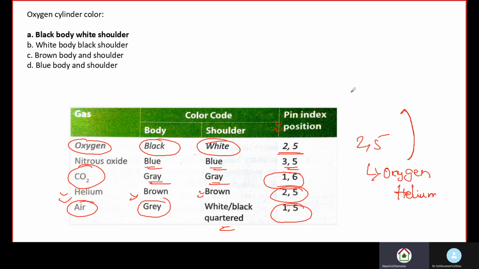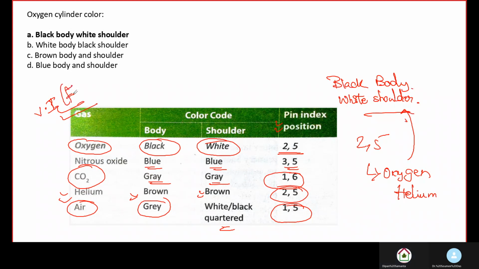So for 2,5 there can be oxygen, there can be helium also, but for oxygen the body should be black and the shoulder white. Okay, and the whole table must be learned by heart. For FMG, very important, to remember this.